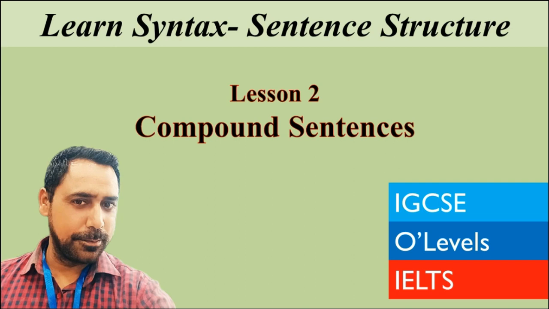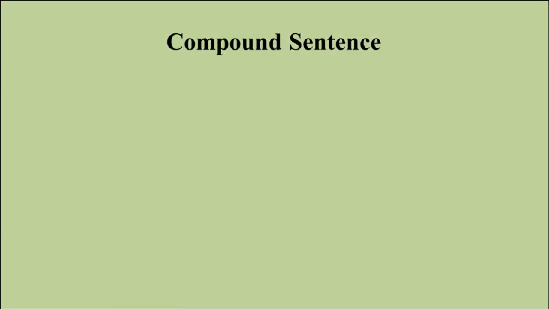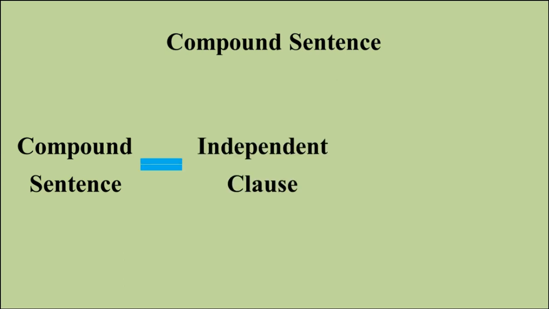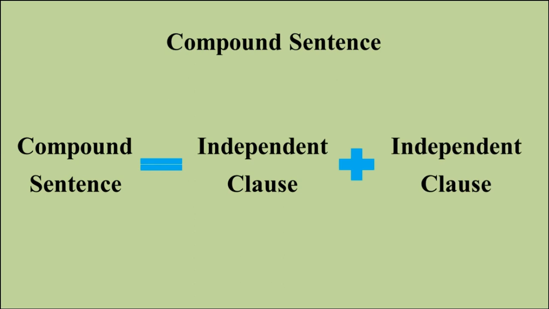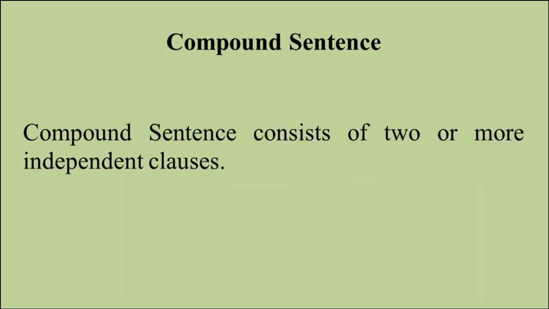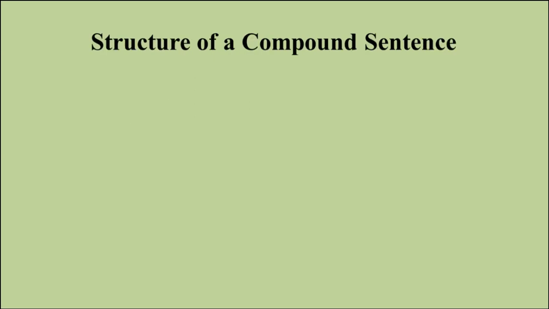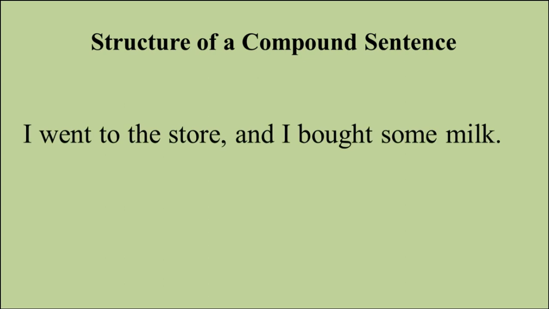Lesson 2. Compound sentences. What's a compound sentence? A compound sentence is equal to an independent clause plus another independent clause. A compound sentence consists of two or more independent clauses. Structure of a compound sentence: I went to the store and I bought some milk.